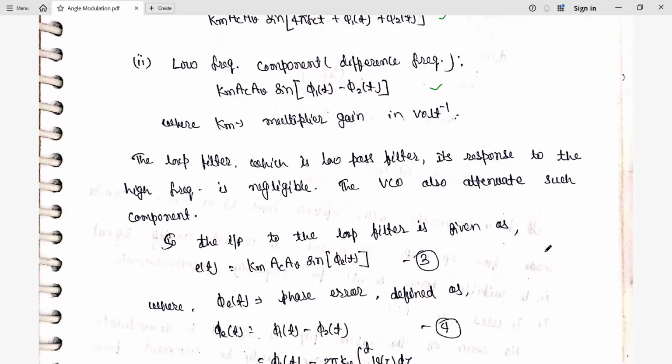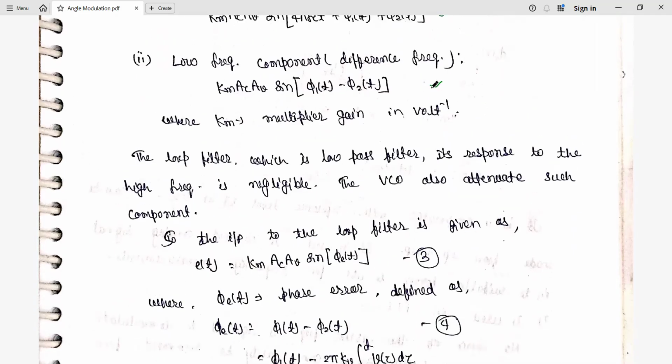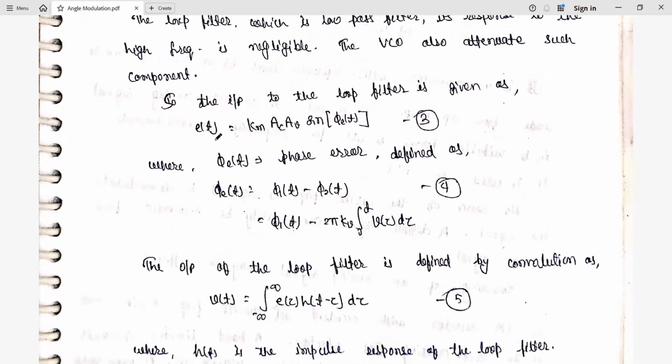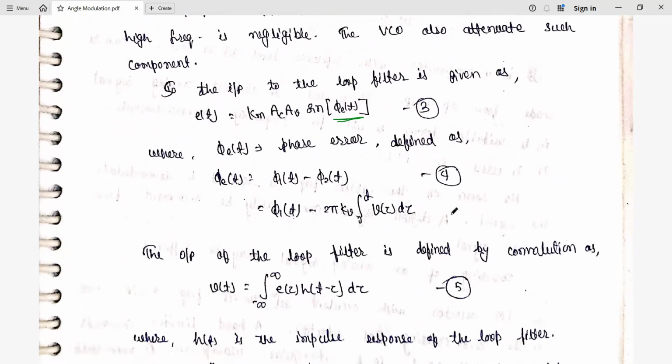That having low frequency components. So this second one, having low frequency components, is going to be passed through the filter. That's why here e(t) we are writing as Km into A_c A_b sin φ_e(t). So φ_e(t) is the phase error, defined as φ_1(t) minus φ_2(t). Already we have seen what φ_1(t) and φ_2(t) are.